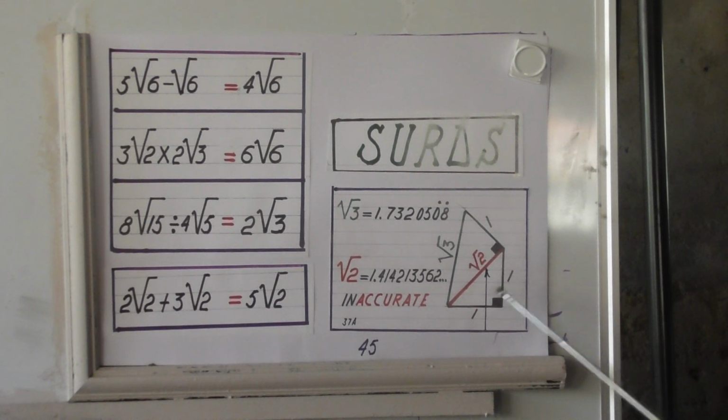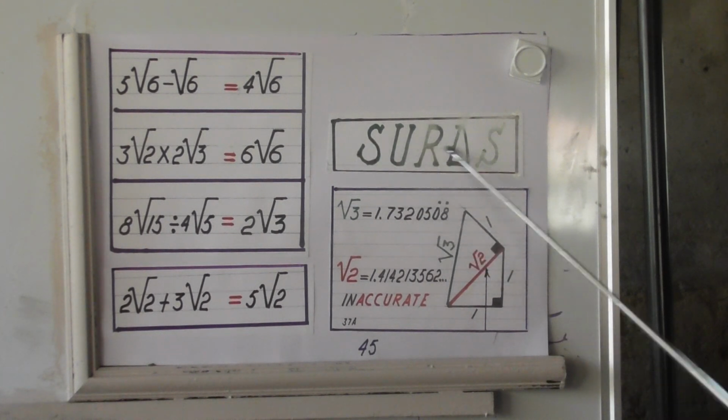Now in the calculator, root 2 is 1.4142135662 and it goes endlessly. So that's why they're called absurd numbers. They leave the ab out and it becomes surds.